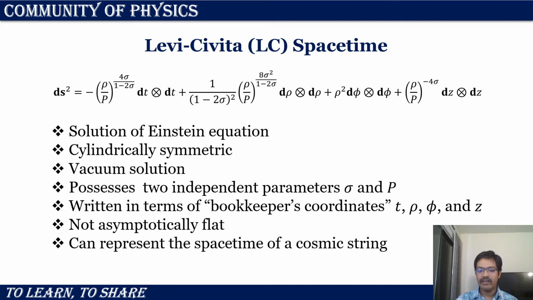The metric tensor is written in terms of Weyl's canonical coordinates t, rho, phi and z. The metric tensor is not asymptotically flat. Also, it can represent the spacetime of a cosmic string. If you take the sigma tends to 0 limit, this metric tensor goes to the Minkowski metric tensor.